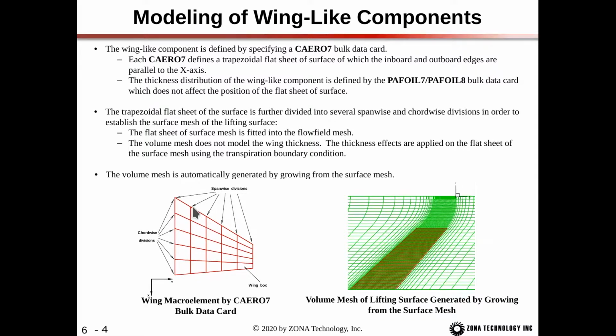So you could have these inner 2 panels be one C arrow 7, and then the outer 3 panels be a second C arrow 7. But if your overall shape is a trapezoid, the easiest thing to do is just use one C arrow 7, and that would be recommended.